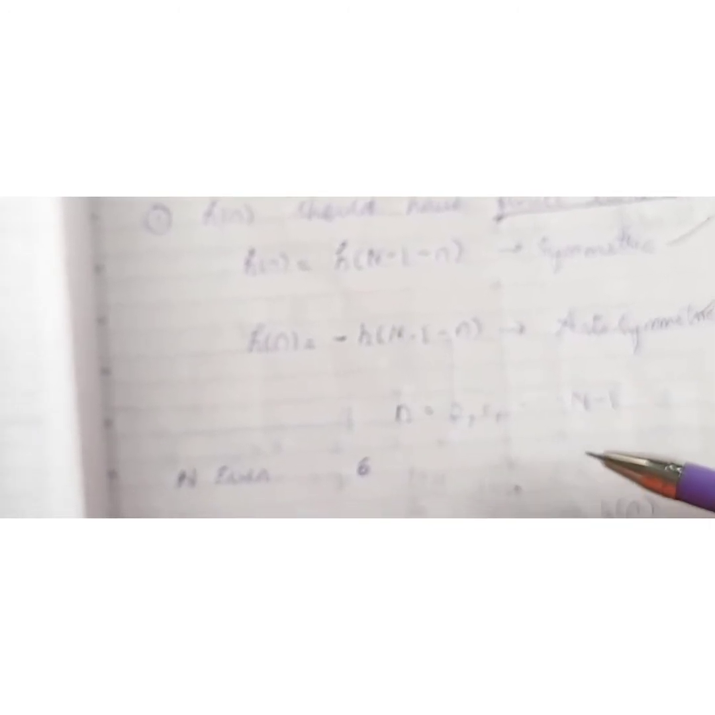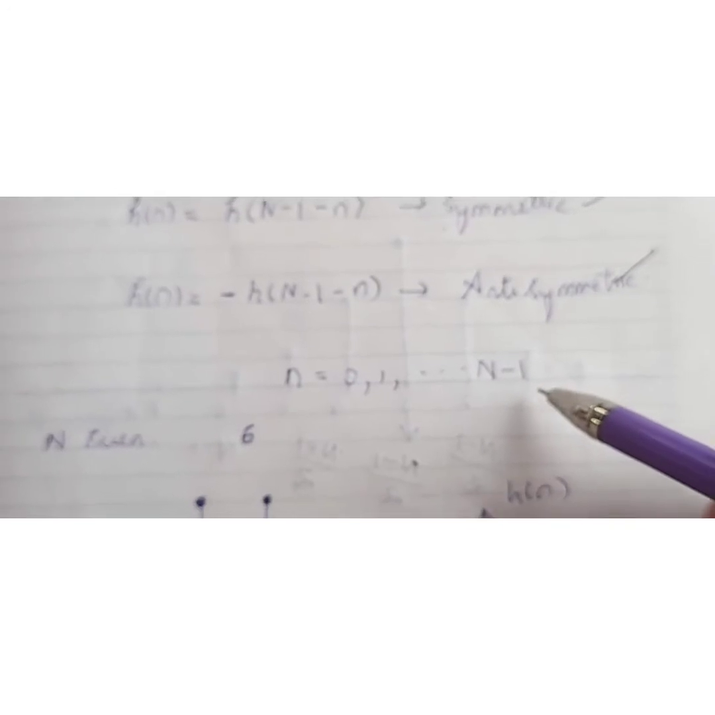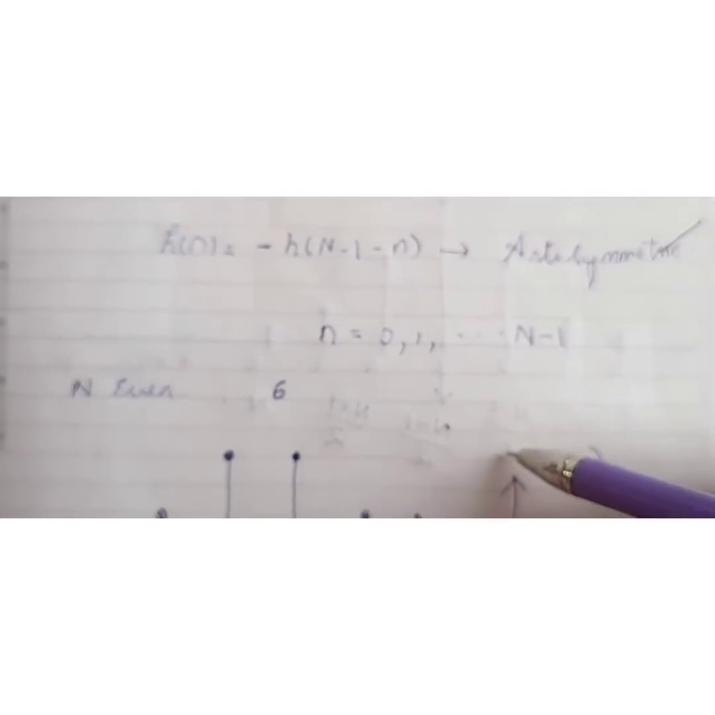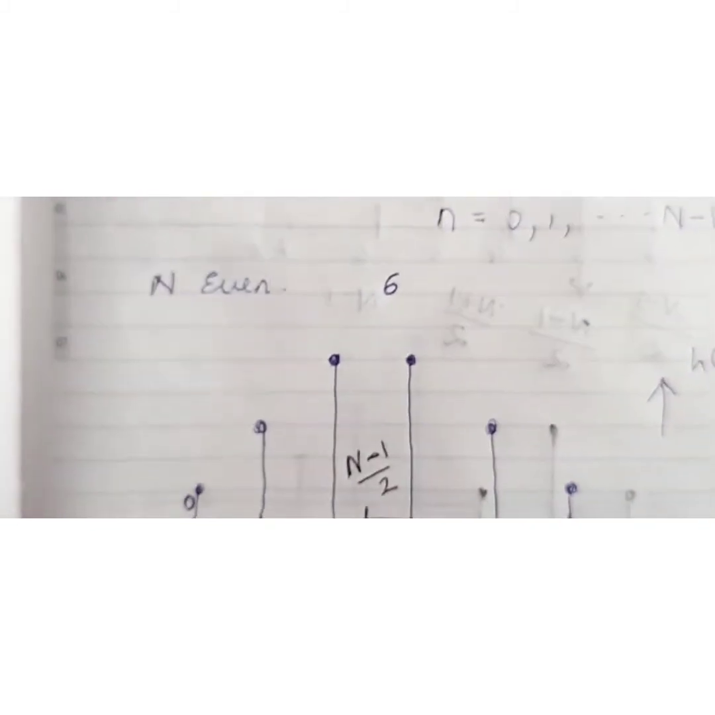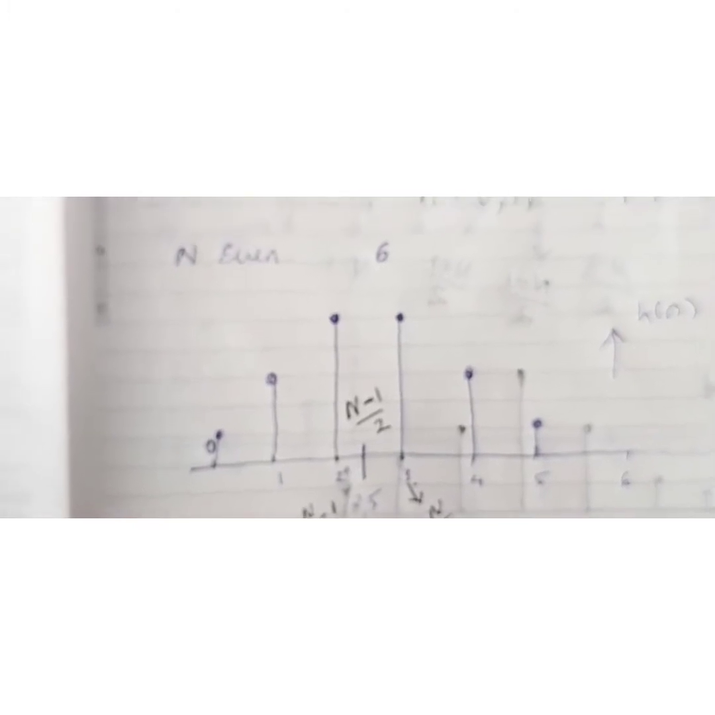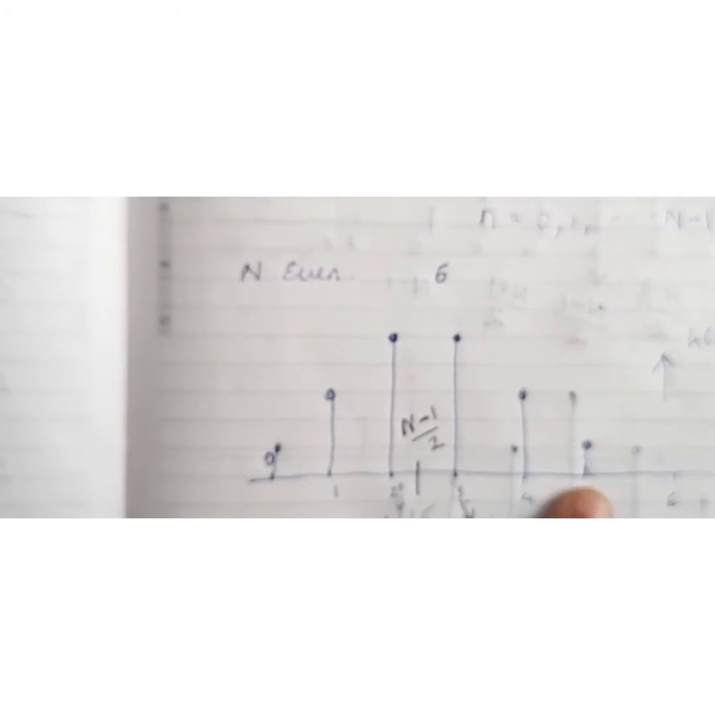We get an expression, and here, depending upon the value of capital N, the order or length of the filter, if it is even, what happens? If it is odd, what happens? Suppose your capital N is even, for example, let me take the number 6. Then the value of small n varies from 0 to capital N minus 1, that is 0 to 5 it varies. The sixth value is not there.